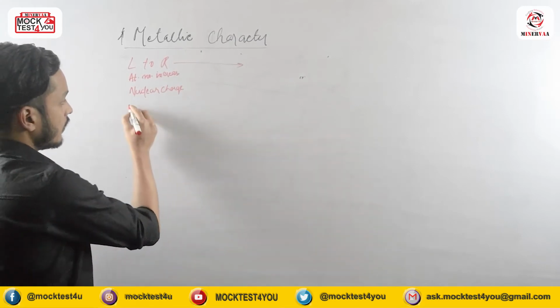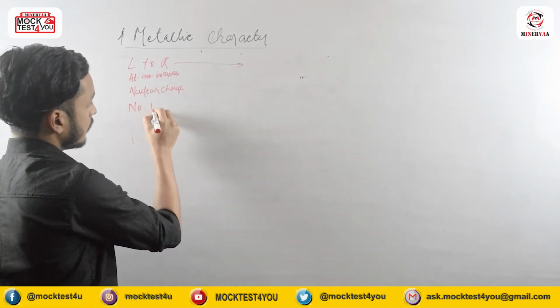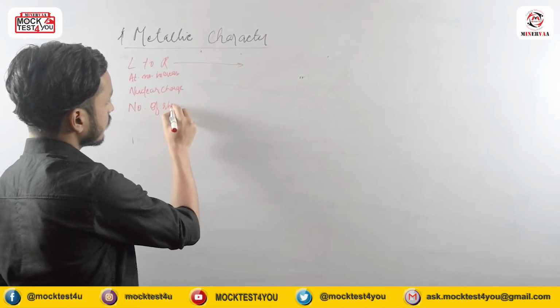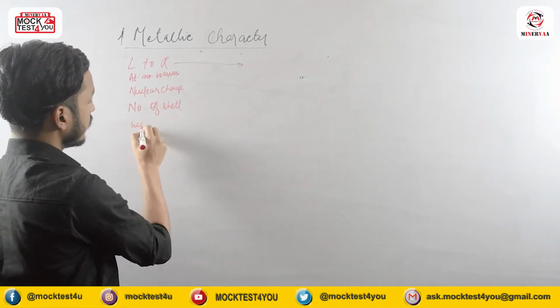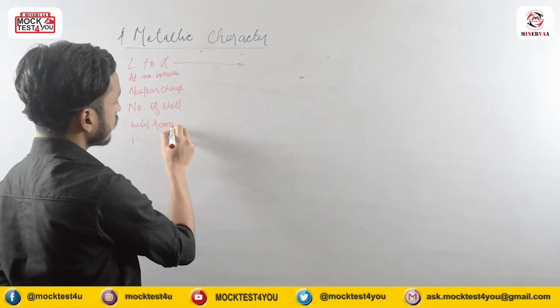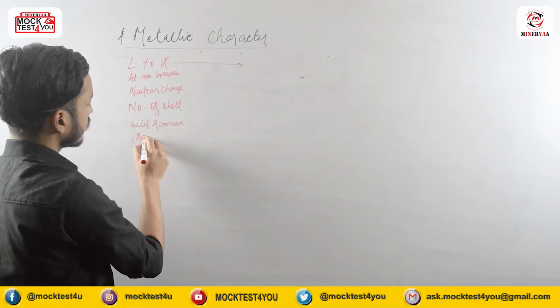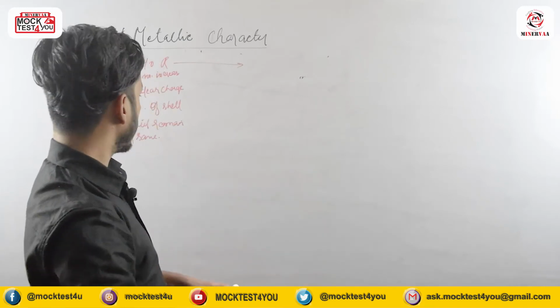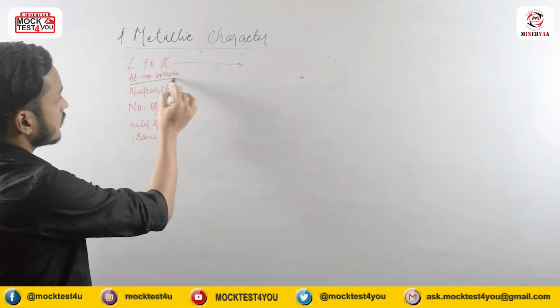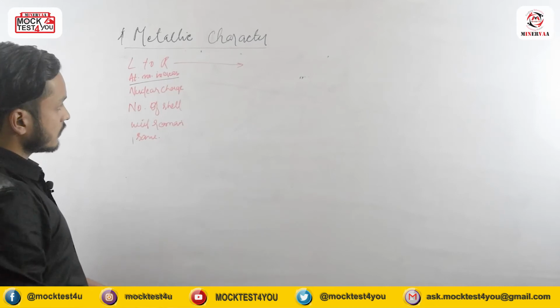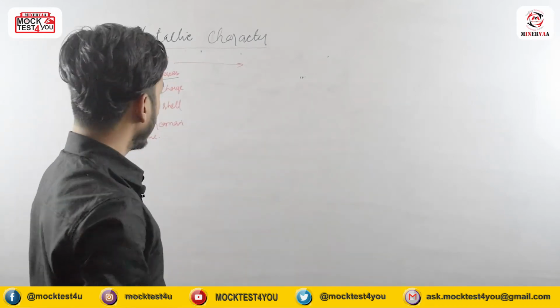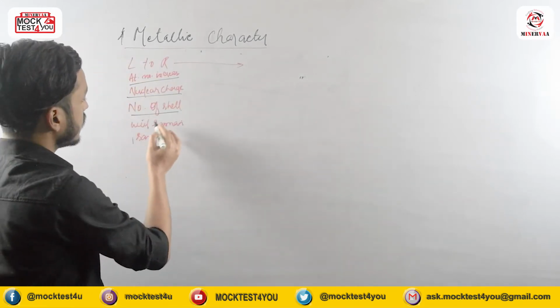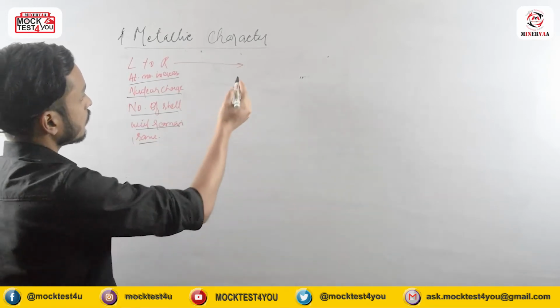But the number of shells will remain the same. So if we are moving across the period, atomic number was increasing, and since atomic number was increasing, nuclear charge is also increasing, and the number of shells remains the same.